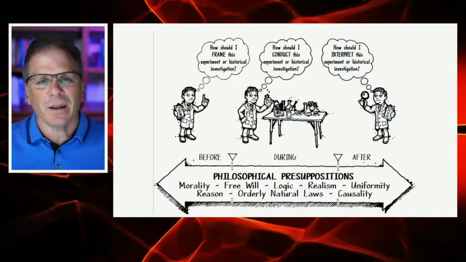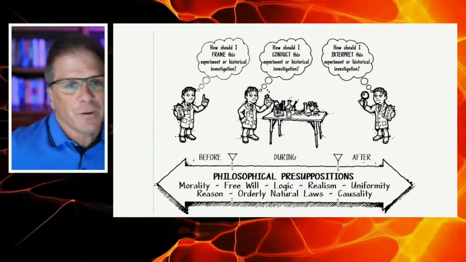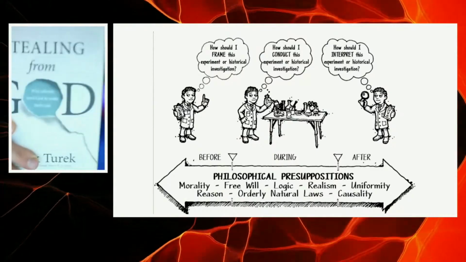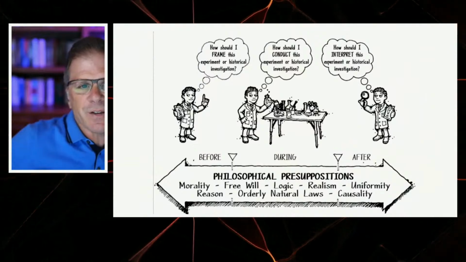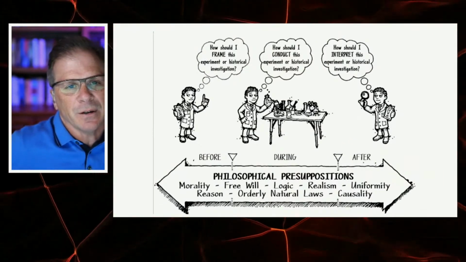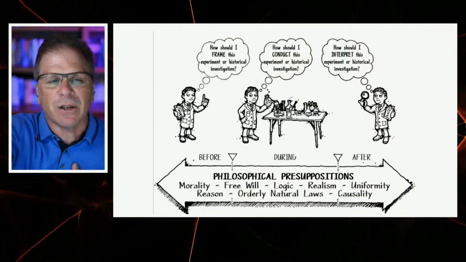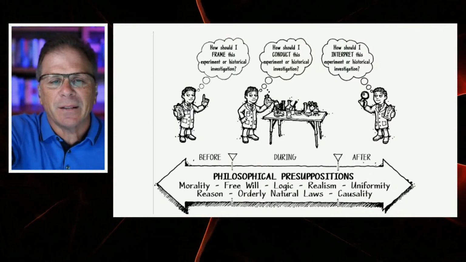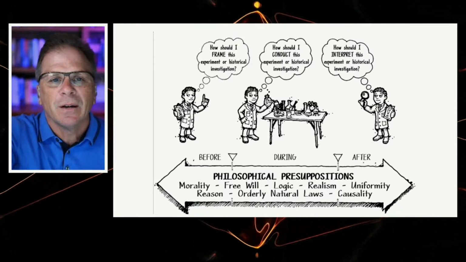Jorge, bring up that graphic that I originally, there it is right there. This is a graphic from our book, Stealing from God, Why Atheists Need God to Make Their Case. And in that book, we have a chapter on science. The title of the chapter on science is Science Doesn't Say Anything, Scientists Do. Now, what you're looking at here is a graphic that my friend J. Warner Wallace drew for the book.